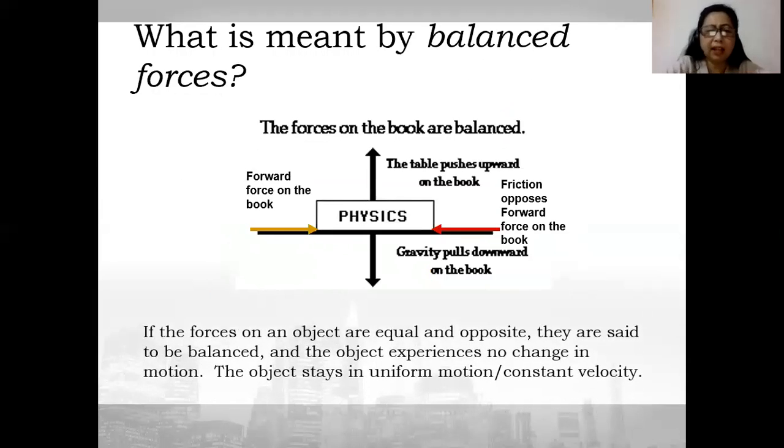Okay? So, what if the object is moving with uniform motion or constant velocity? We call it dynamic equilibrium. So, dynamic equilibrium is a condition wherein concurrent forces are balanced. So when we say concurrent forces are balanced, they are equal in magnitude, opposite in direction, and the object stays in uniform motion or constant velocity.